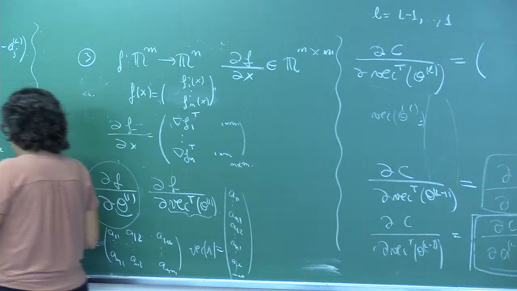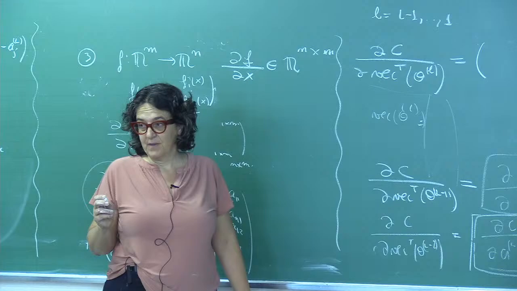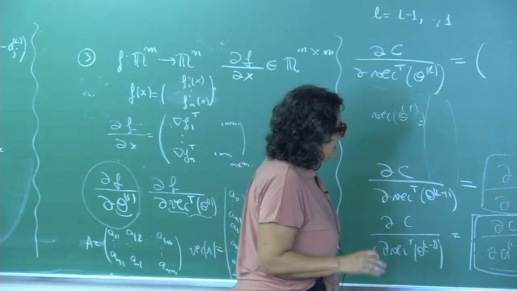Okay, first thing, how is the chain rule when you have vec and these type of things? Okay, the chain rule is the one that is here.